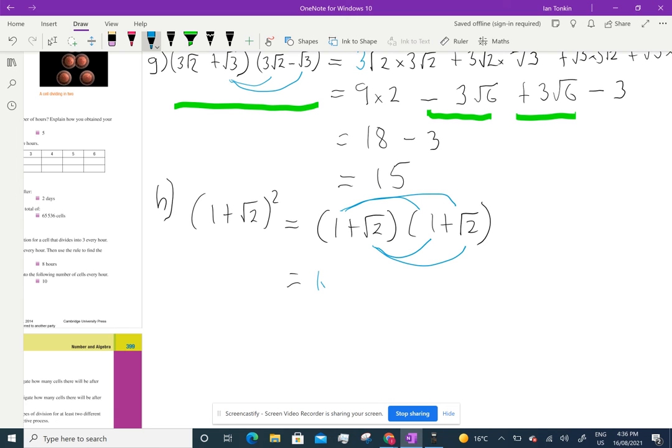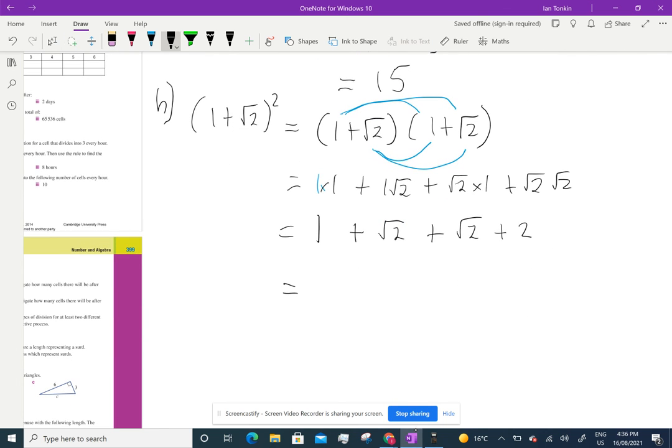I'm going to get the 1 times the 1, the 1 times the root 2, the root 2 times the 1, and the root 2 times the root 2. So 1 times 1 plus 1 times root 2 plus root 2 times 1 plus root 2 times root 2. Well, 1 times 1, 1. Root 2 times 1, root 2. Root 2 times 1, root 2. Root 2 times root 2, 2. Well, the 1 plus 2 is 3, and 1 root 2 plus another root 2 is 2 root 2s.